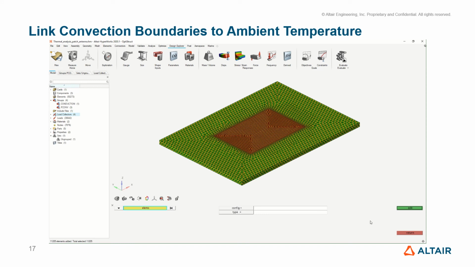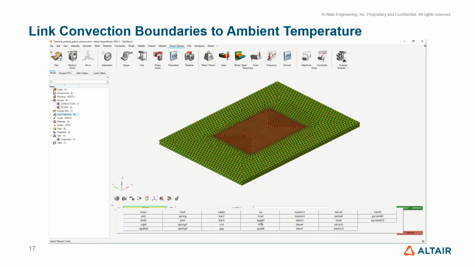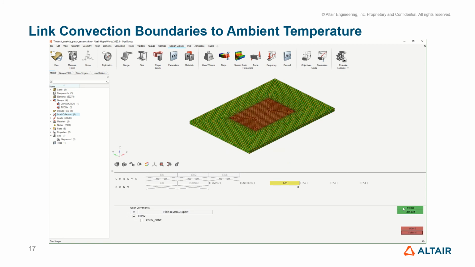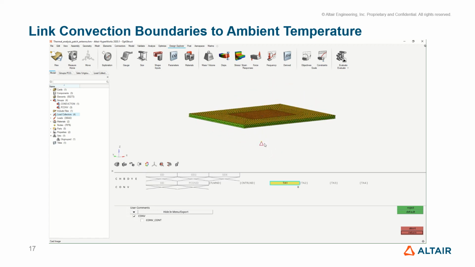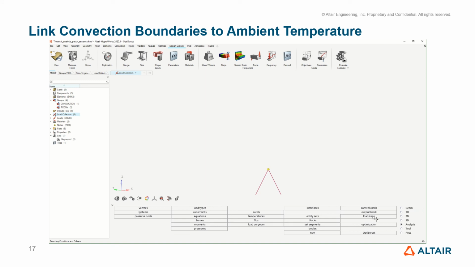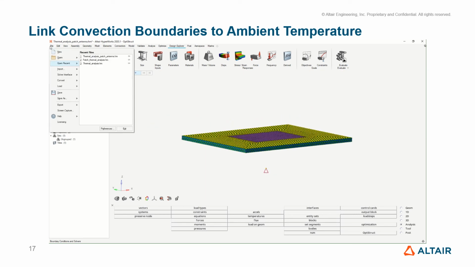Click in the space next to Config and select Slave 3. The type automatically changes to the one you see in the image. Click the green Edit button. On the card image window, click the yellow TA1 button and then select graphically the special node for the ambient temperature. The node number becomes visible under TA1. Click the red Return button and click Return again. Next, save the model.